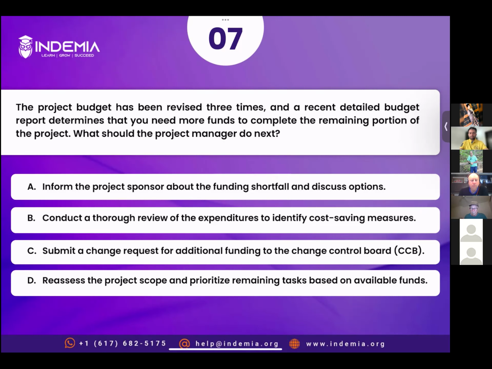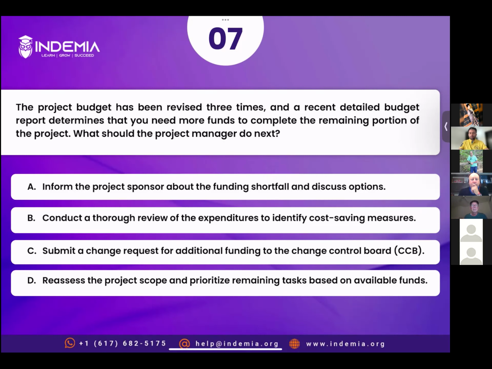So if we read option C, submit a change request for additional funding, it means you're taking action right away. So you got a report and the report says you need more funds and you're simply proceeding with that. Does it make sense, everybody? You're relying on the report and proceeding with the same suggestion, like submit a change request for additional funding to the CCB. Reassess the project scope and prioritize remaining tasks based on available funds. Yes, this could be the option. But again, it is targeting one option, that is prioritizing remaining tasks.